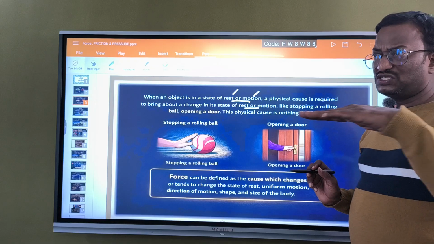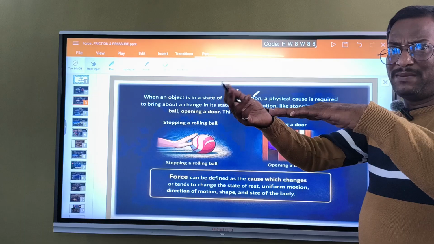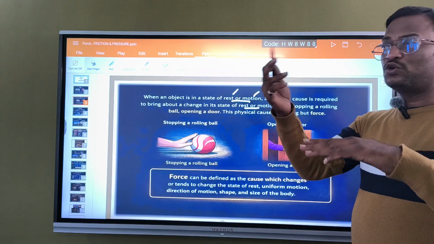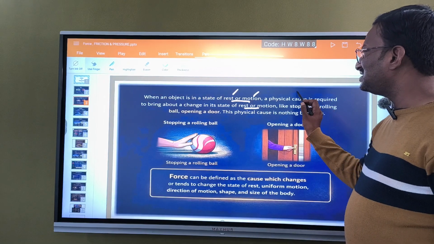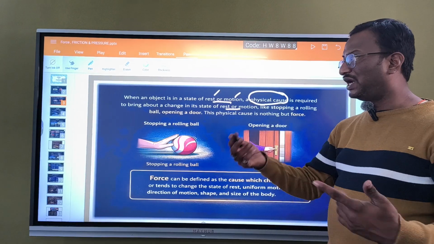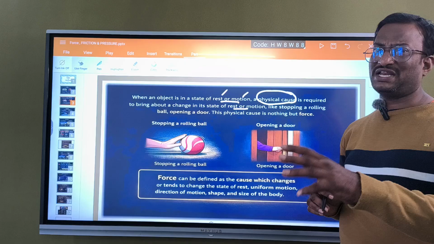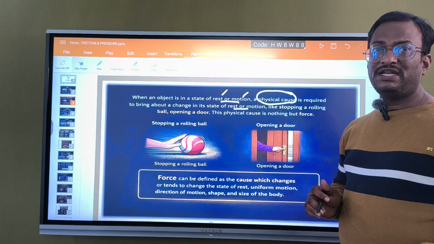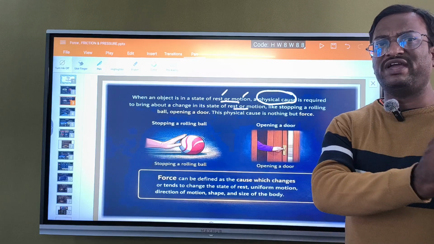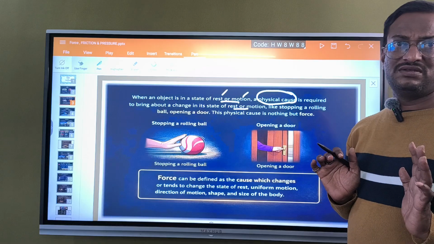If you consider these two situations, one at rest and one in motion, the bus is moving with constant speed. So in order to move the bus with a different speed, maybe the speed is increased or decreased, a physical cause is required. An external agent is necessary to bring that change. Even a stone is at rest at one particular point. In order to bring a change in that stone, someone has to take it away or someone has to push it. Someone has to do some work on that.